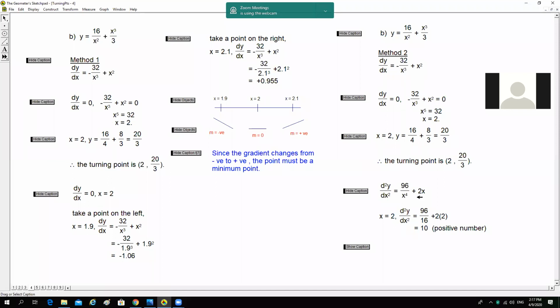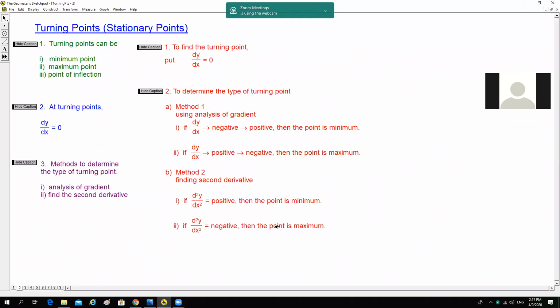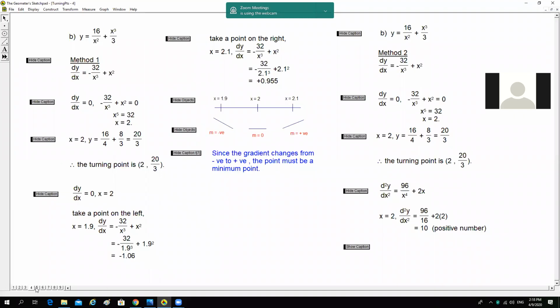So how to determine whether it's positive or negative if it is a function of x? No problem. You just take our turning point 2 and substitute into this d2y/dx squared. After substituting, you find out d2y/dx squared is a positive number. So positive number, what can you say? Positive number is a minimum point. So you have to explain it's a minimum point.